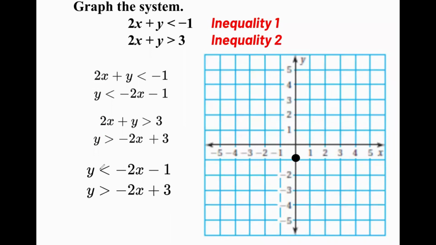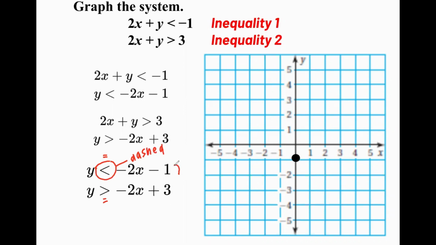Visualize the inequality symbol as an equal sign, so it's almost like a linear equation that you're just graphing. So for y < -2x - 1, remember you're going to use a dashed line since this is less than.